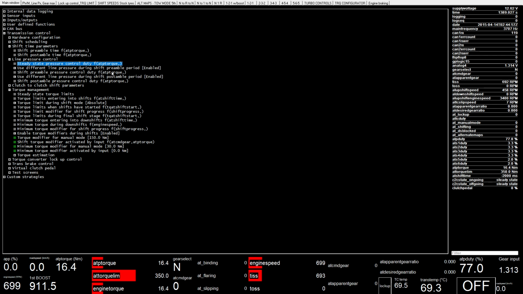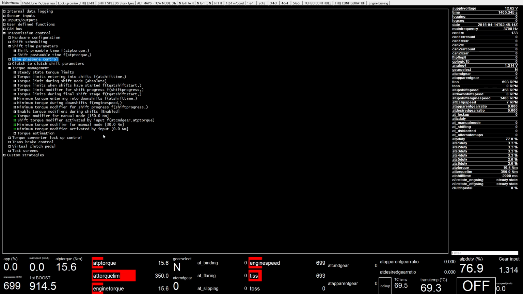Now you can disable these functions for line pressure effects at least, and that can be quite useful on very simple gearboxes, but where you're trying to get ultimate smoothness, it's definitely handy. So I'd highly recommend good use of your preamble and postamble times.